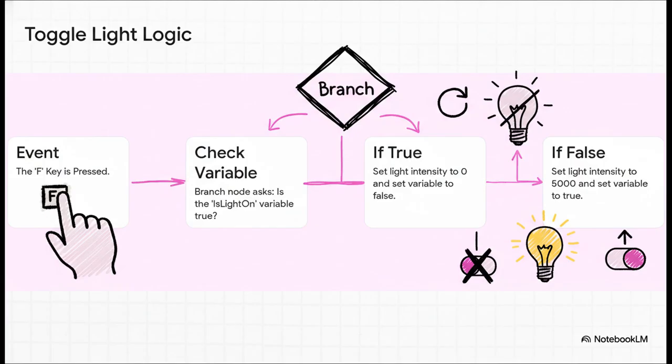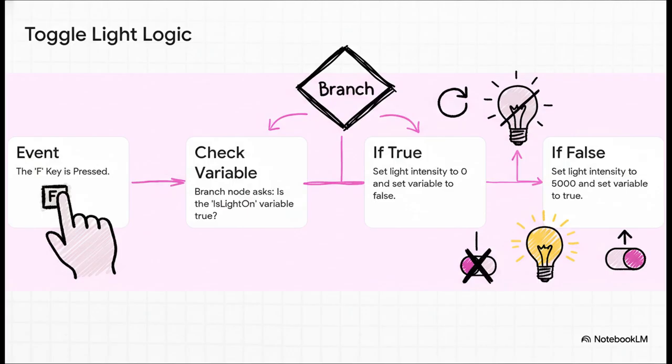The instant the F key gets pressed, we hit a branch node. A branch is just a fork in the road, a simple if this, then that question. It looks at our isLightOn variable. If the variable is true, it follows one path. Set the light's intensity to 0 and flip our variable to false. But if it's false, it goes down the other path. Crank the intensity up and flip the variable to true.